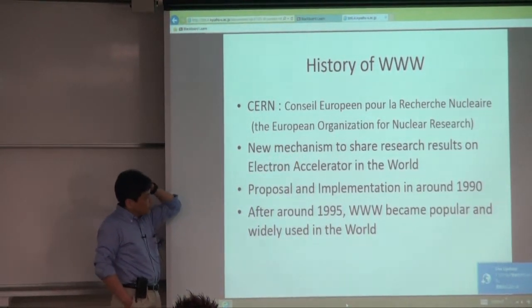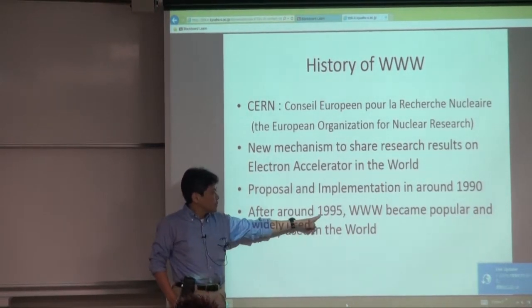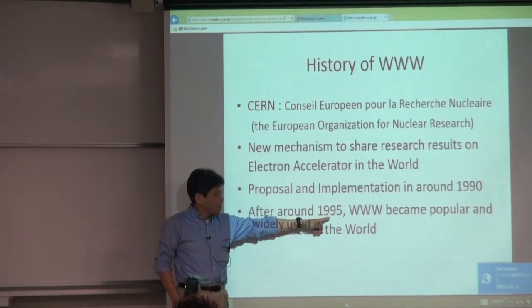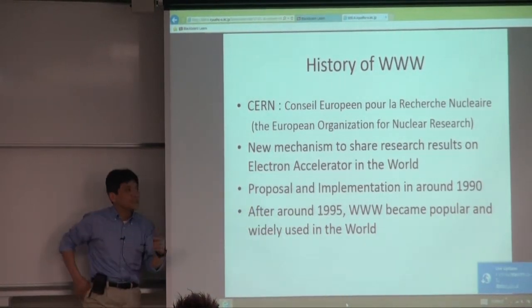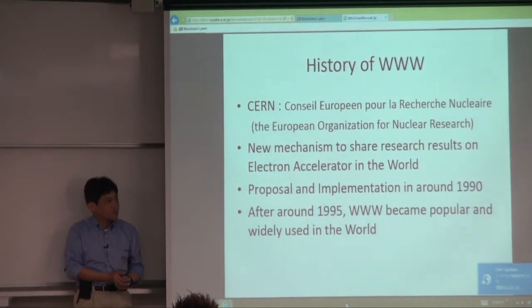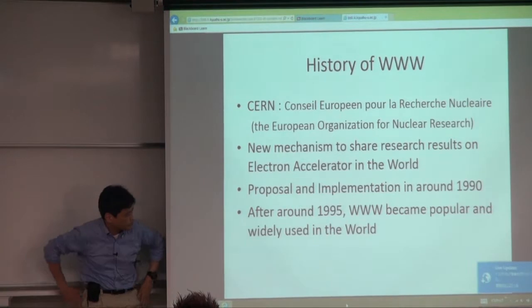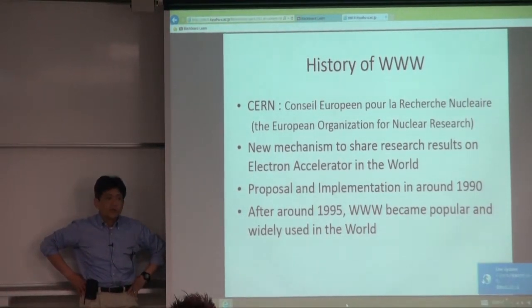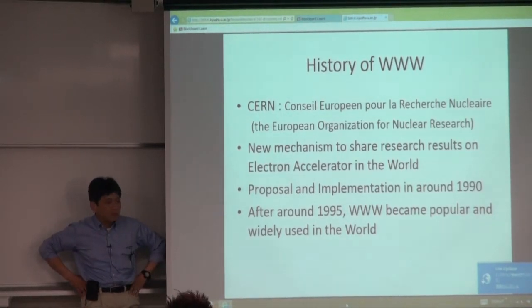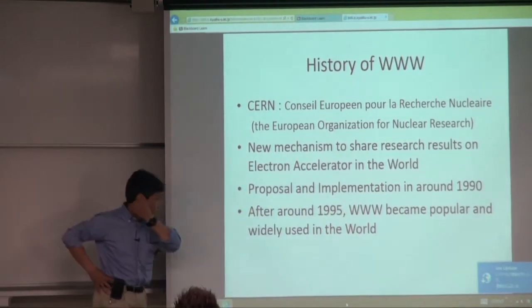As a result, after around 1995, the internet, as shown here, was widely used and became very popular, and simultaneously the World Wide Web mechanism also became popular. Okay.